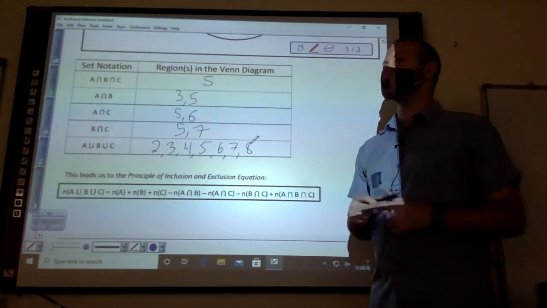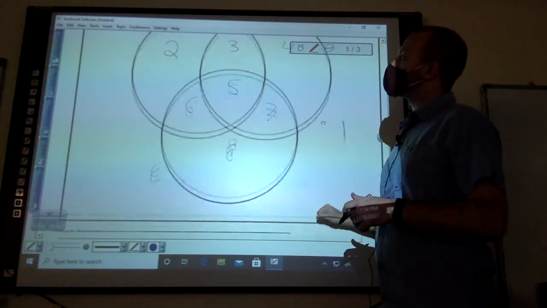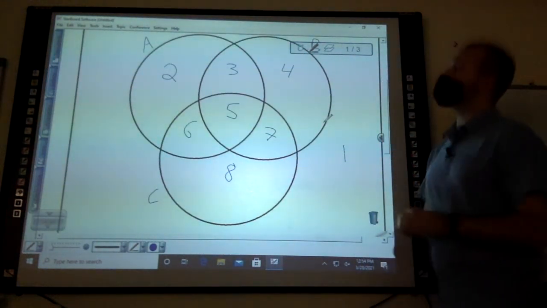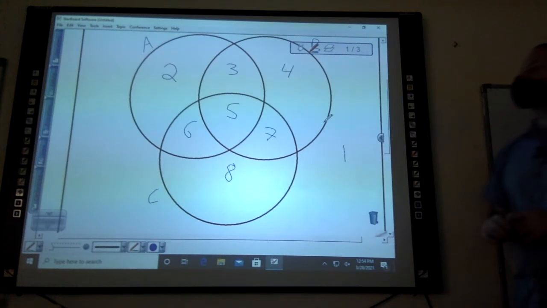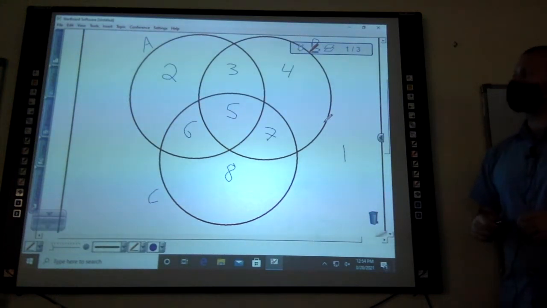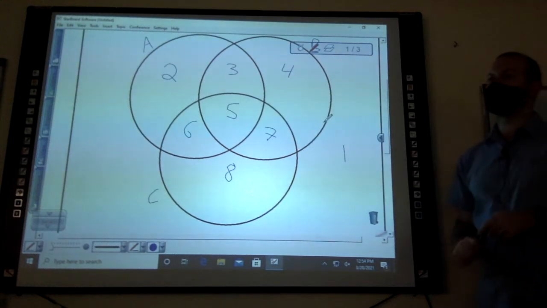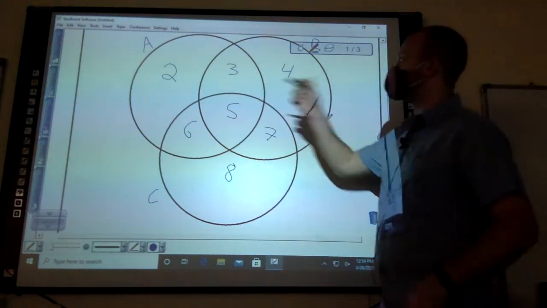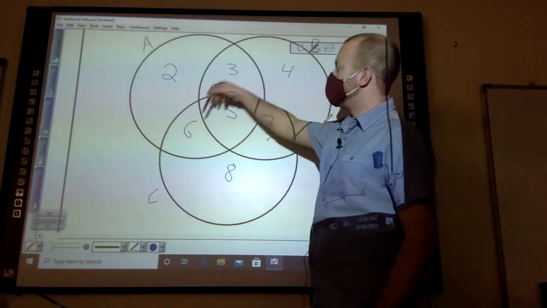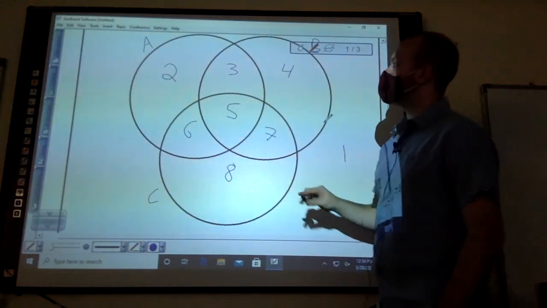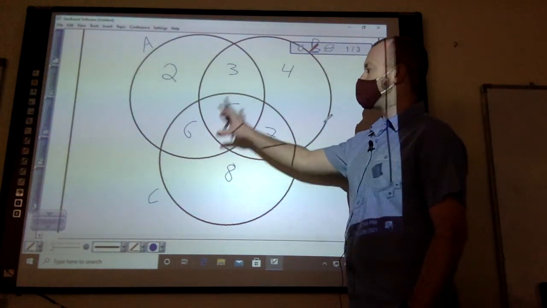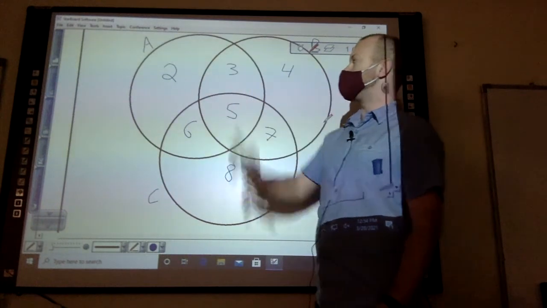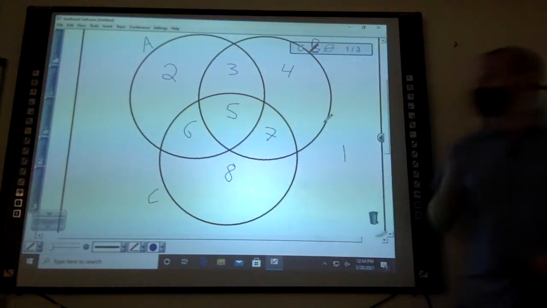If it's A or C, which sections do you think are A or C? 2, 3, yes. 8 and 7. So if it's A or C, it's 2, 3, 6, 5, 8, 7. Anything that's in the C circle or in the A circle would work for that.